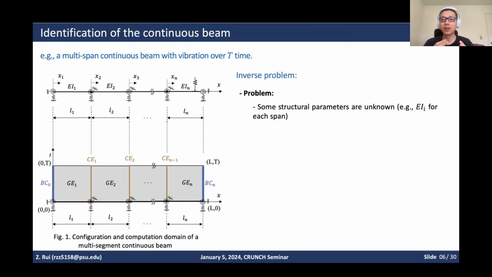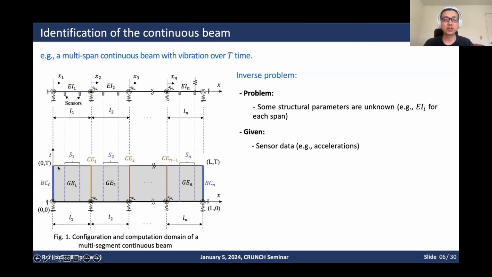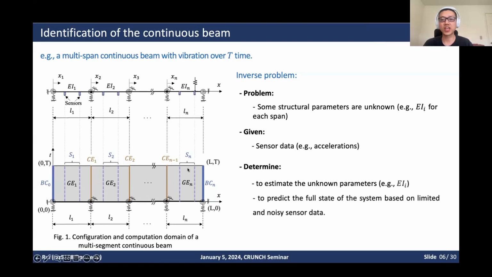Okay, so right now, for the inverse problem, we have some incomplete physics information. So we need more, which means we need data. That's why we put some sensors. For example, we put sensors on each span of the beam, and then we can collect some data, for example the accelerations, or it can be the deflection or the strain, it doesn't matter. In that case, we can represent the sensor data as dotted lines in the computational domain. So now we have the incomplete physics and also the sensor data. Now the goal is to predict the unknown parameters, and at the same time, predict the full state of the system based on the limited and noisy sensor data, which is just locally installed. So this is generally the problem statement of the research.